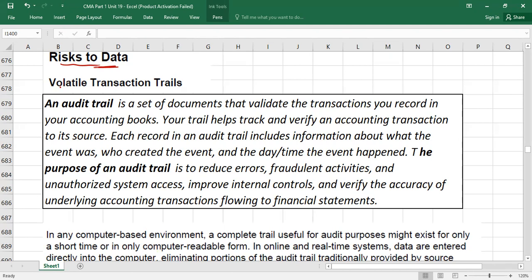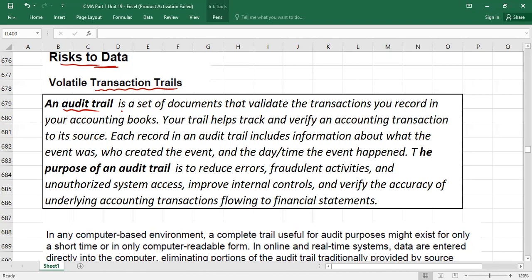For example, there is one concept called transaction trails. So what are transaction trails? It is also called an audit trail. Let me give you a simple example. When you book any entry into the system, for example in an accounting system, let's assume you are going to record a sale or a purchase transaction into the system.